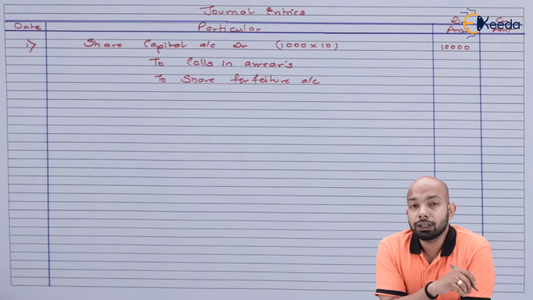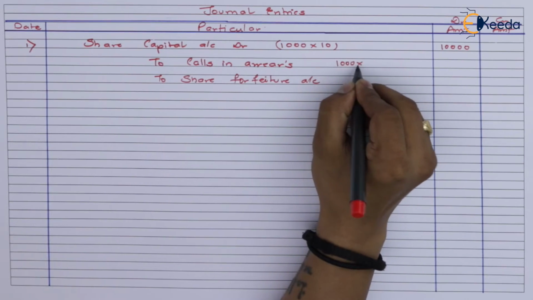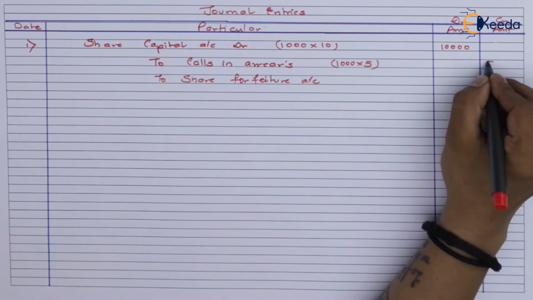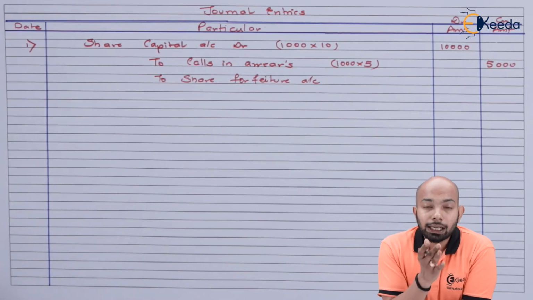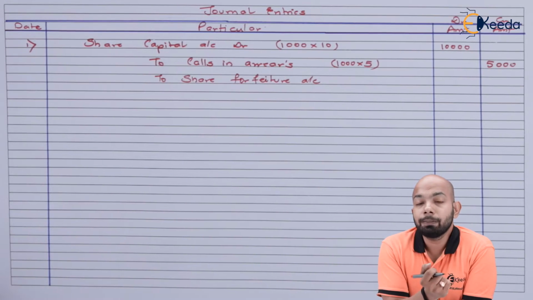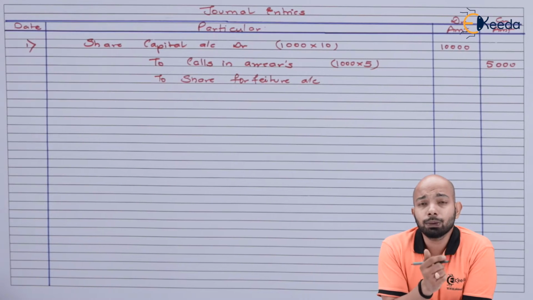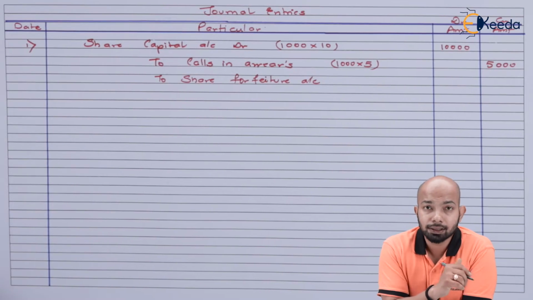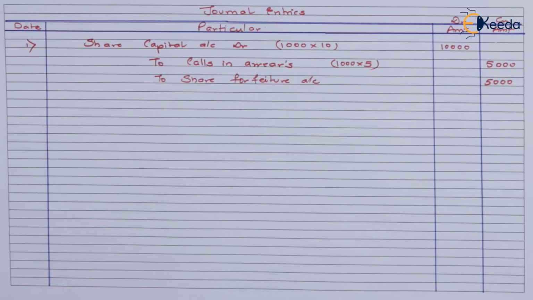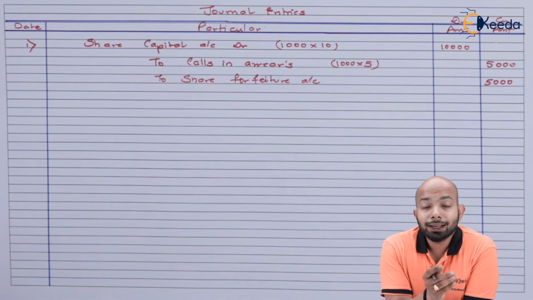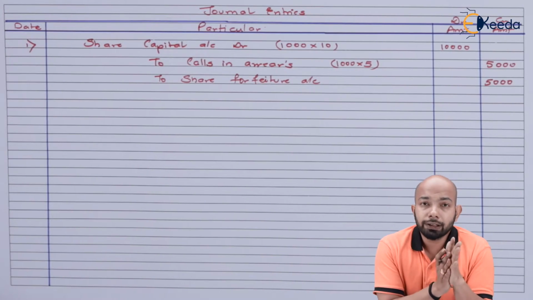So that will be 1000 into 5 rupees. So clearly that states that out of 10,000, if 5,000 hasn't been paid, the balance 5,000 has already been paid by him in terms of application, and that will be our share forfeiture balance. So our share forfeiture account has a balance of somewhere around 5,000.